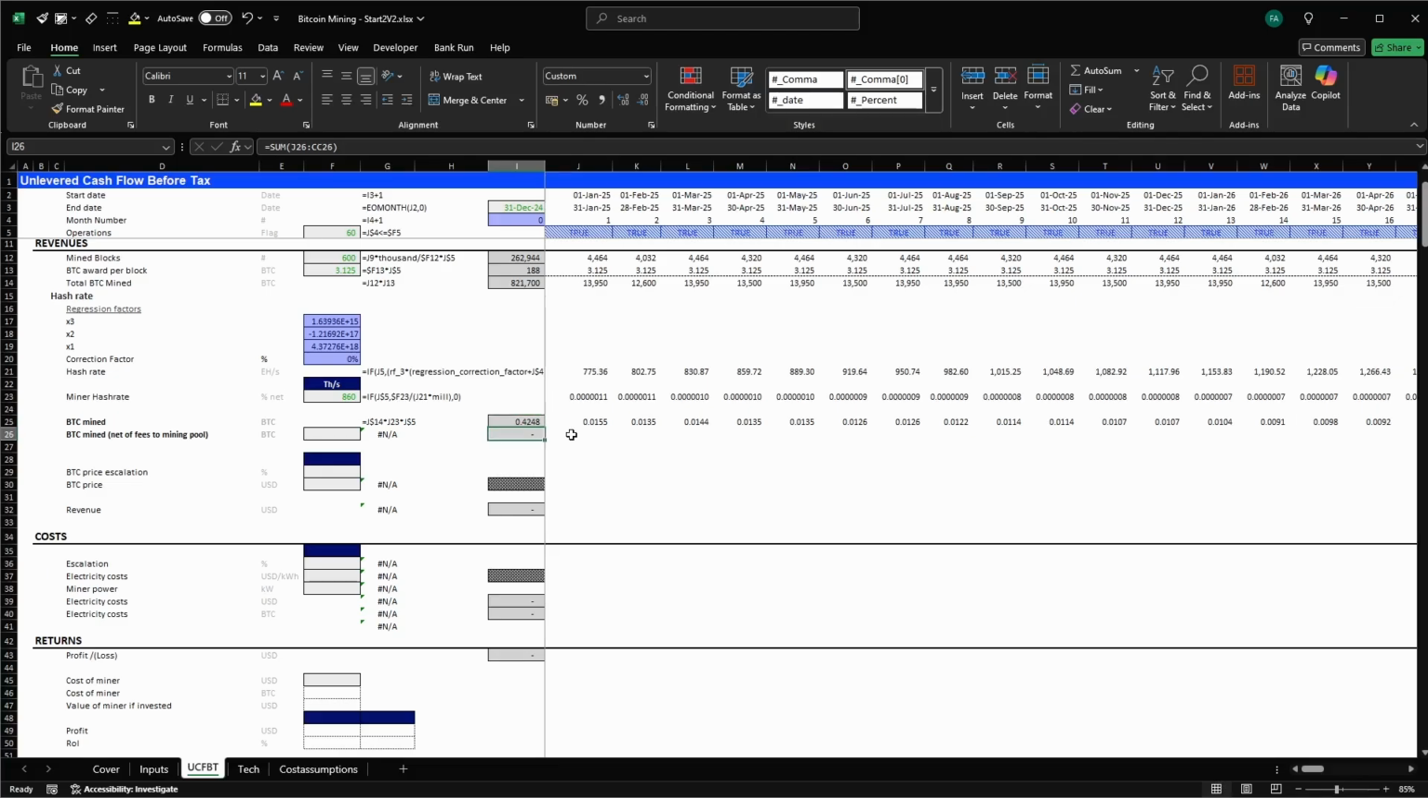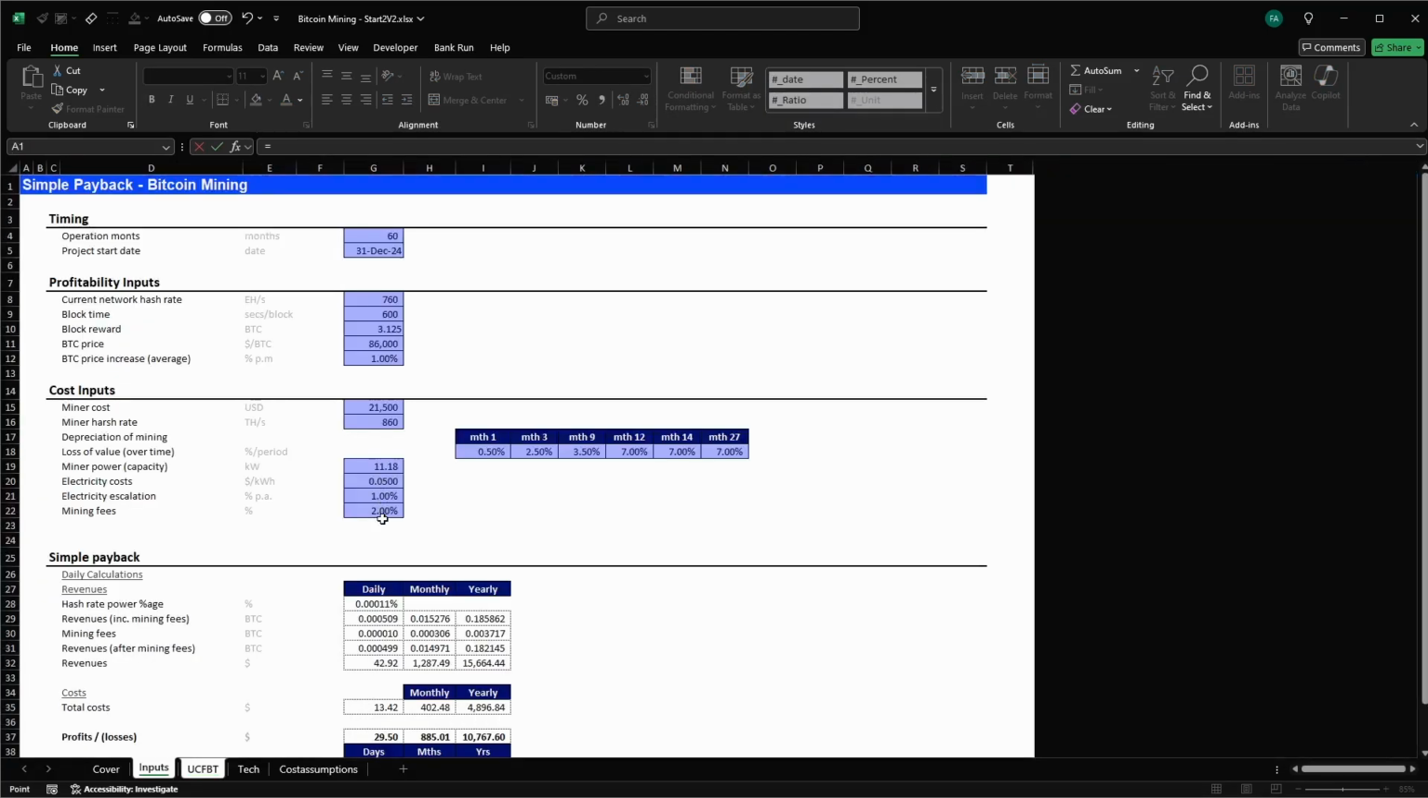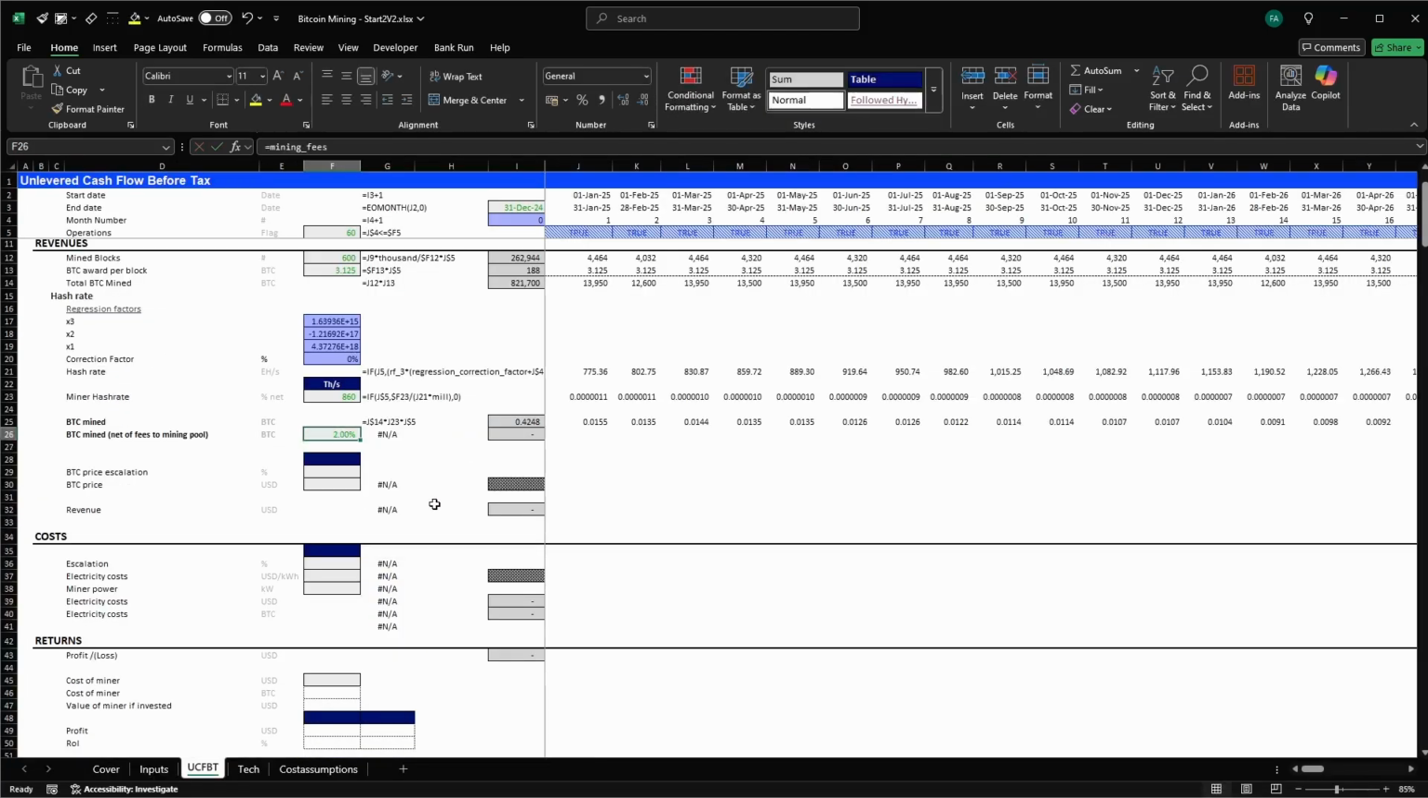Bitcoin. Now we have to come up with the Bitcoin after fees, or mining fees. We know that our mining fee is 2%, which is this number over here. So the calculation is going to be equal to what? Whatever we mined minus 2%.